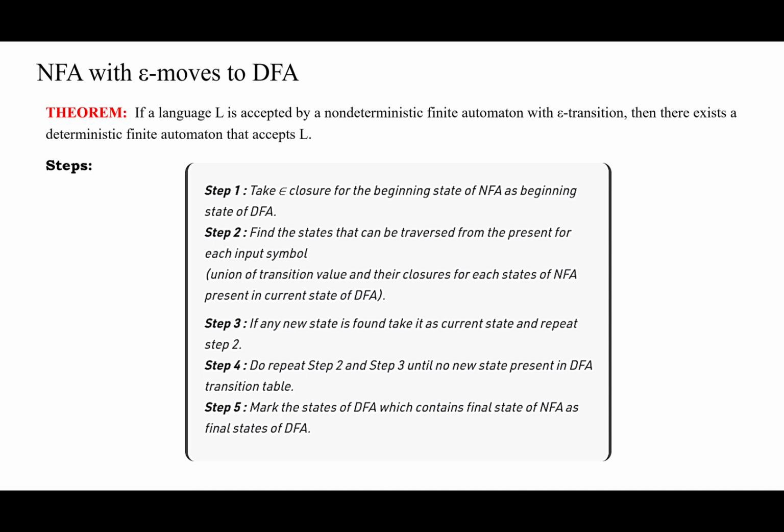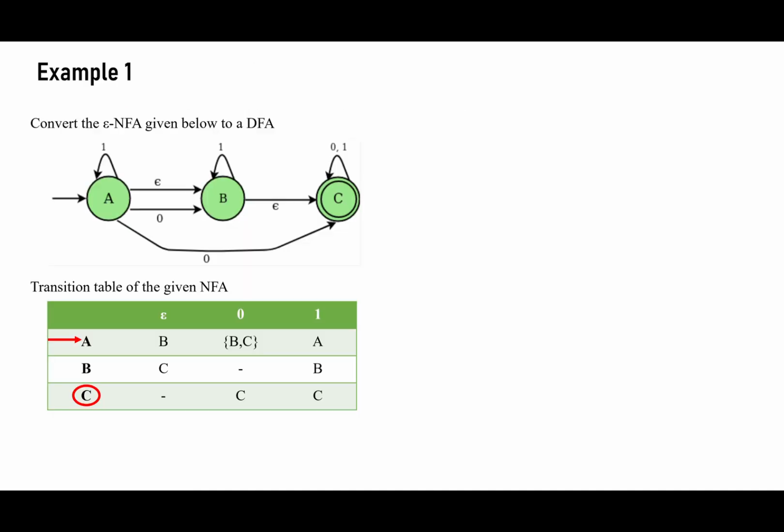Then we have to mark the states of the DFA which contain a final state of the NFA as final states of the DFA. We will see one example. So here we are going to convert the epsilon NFA to the DFA. So the first step, we need to find the epsilon closure for all the states.